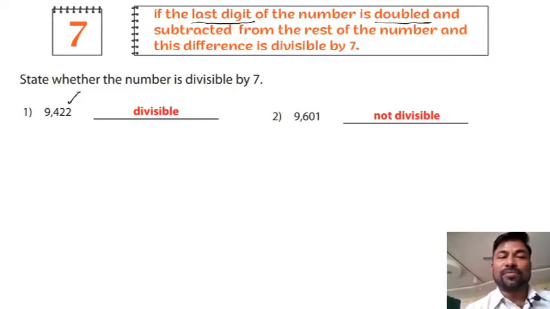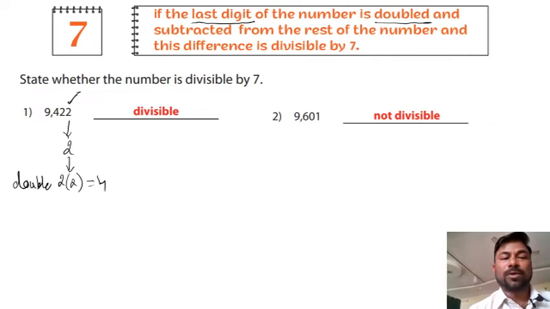Let me take the example of the number given there. What's the last digit here? The last digit is 2. Let us double that, which means we multiply it by 2. So the last digit is 2 and we have doubled it. We got 4.